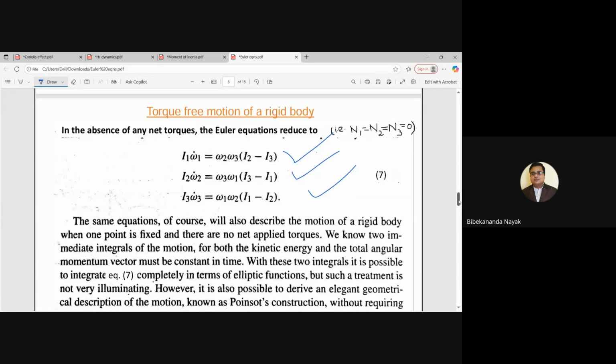Now multiply omega 1 with the first equation, omega 2 with the second equation, and omega 3 with the third equation. So here omega 1 is multiplied, omega 2 in the second equation, and omega 3 in the third equation. Then add. What will be the result? Tell me.